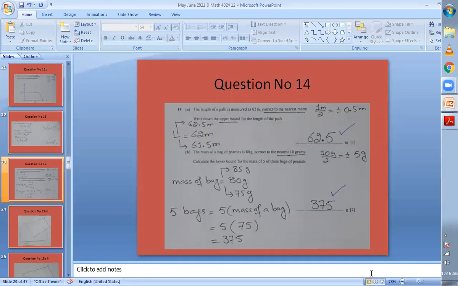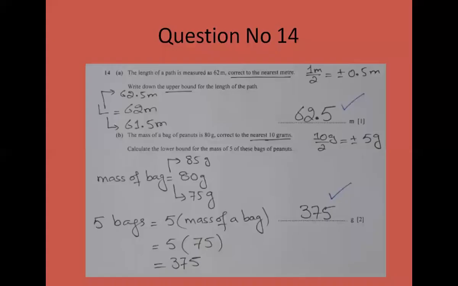Okay, so 10 grams divided by 2, that will be plus minus 5 grams. So the mean mass of a bag of peanuts is 80 grams. So add 5 gram to it, you get 85 gram, and you subtract 5 gram from it, you get 75 grams. So the upper bound of the mass of one packet of the peanuts is 85 gram. The lower bound is 75 gram.